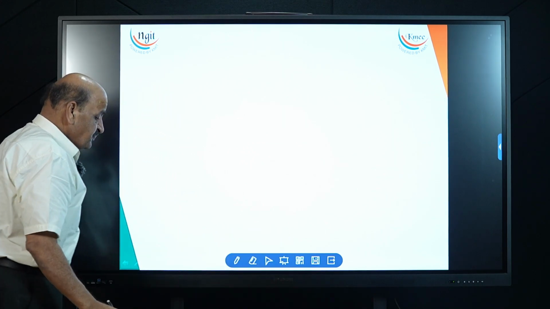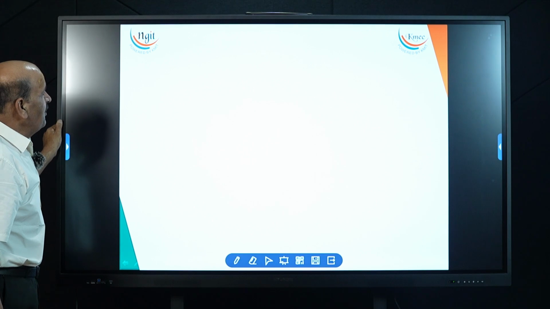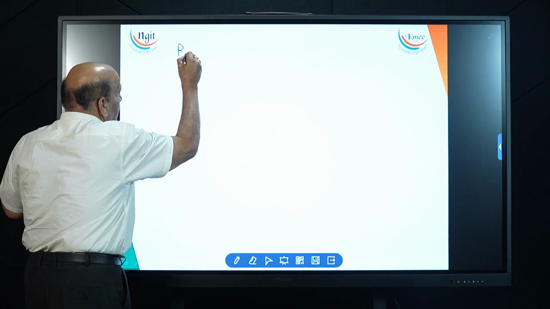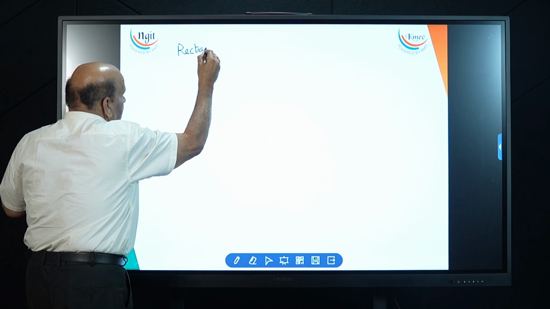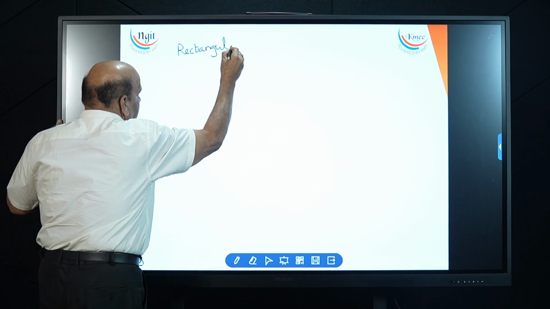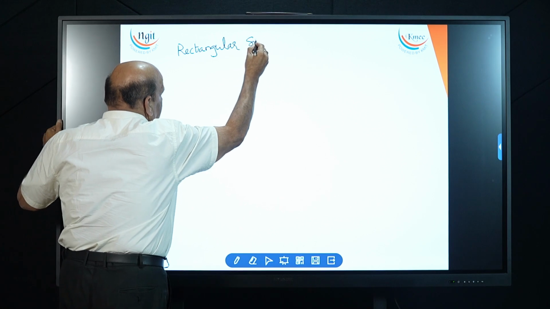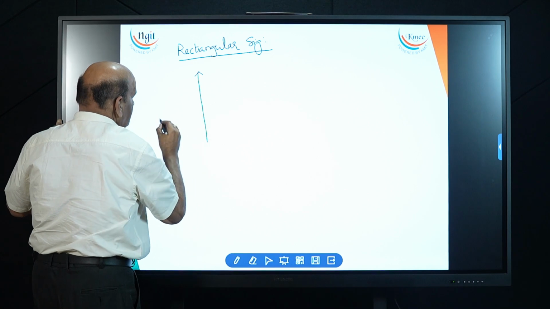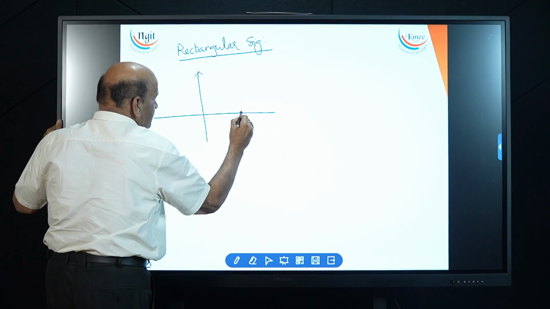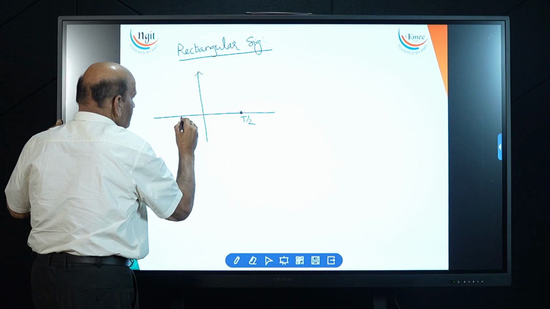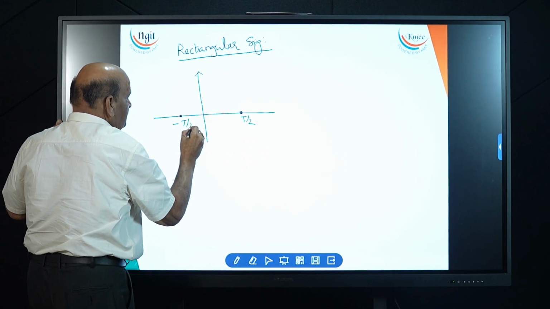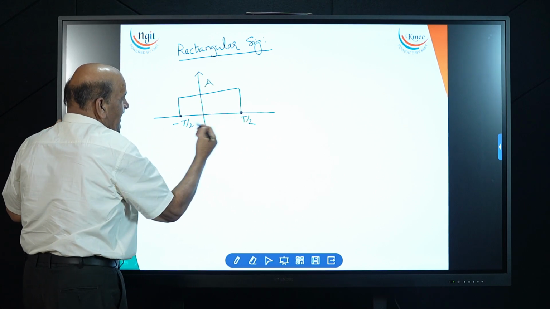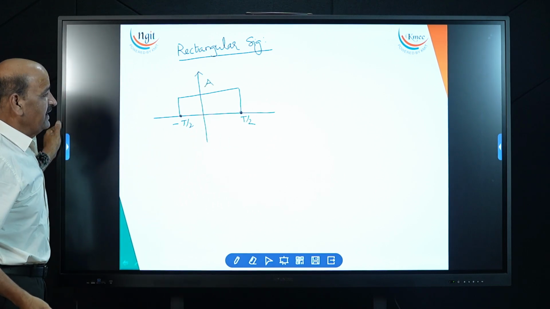now just look at, in signal modeling, in the previous case we discussed a rectangular model, a rectangular signal. This is a rectangular signal. Actually, what is a rectangular signal? The time period can be, for example, from minus T by 2 to T by 2. Now, its amplitude is equal to A.